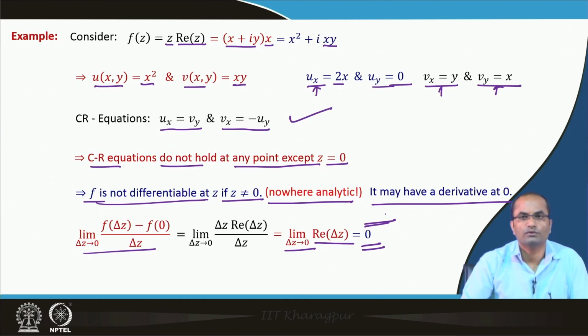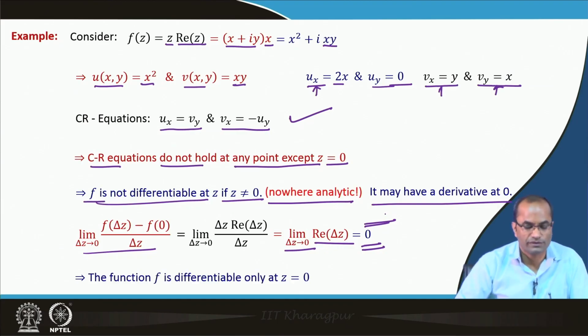As a conclusion we also observe that the function is actually differentiable at z equal to 0, but note that the CR equations do not tell about differentiability at z equal to 0. If the equations are not satisfied, we can definitely conclude that the function is not differentiable.